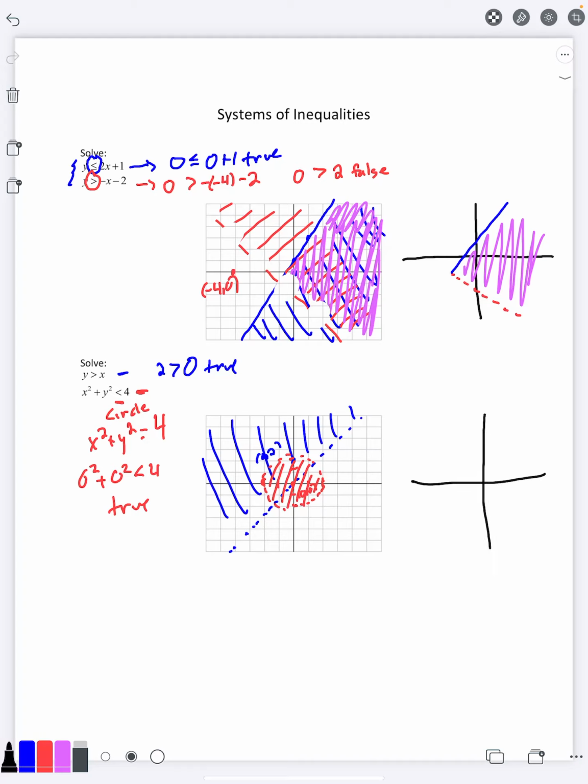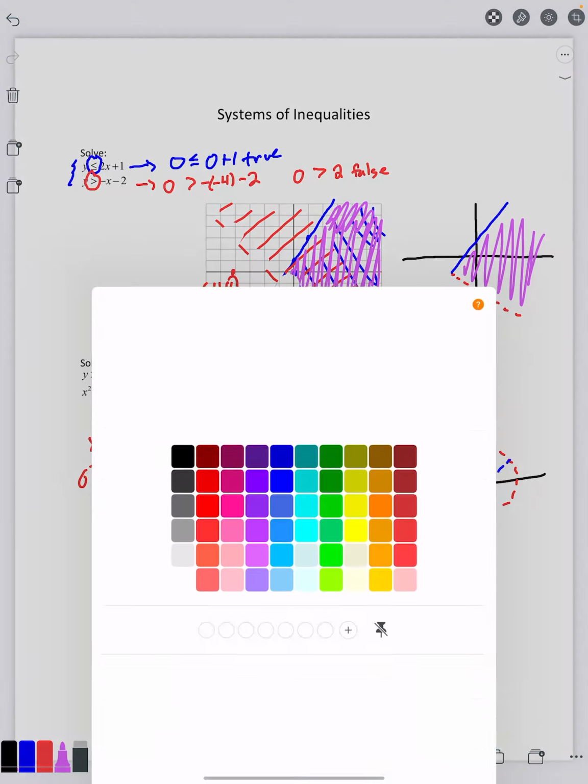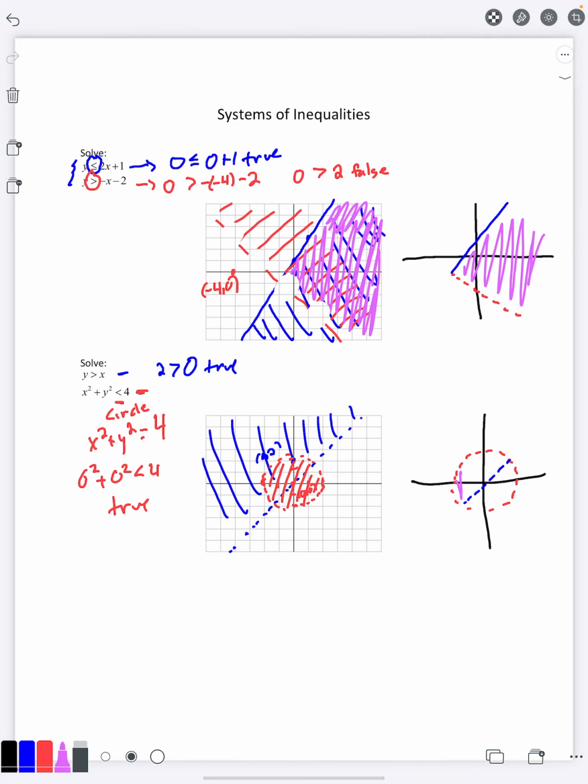And this means that for my final answer, it's going to look like the following. You have this circle, you have this line coming straight through the middle, and this part right here is the overlap where it's both red and blue, and that would be your final answer.